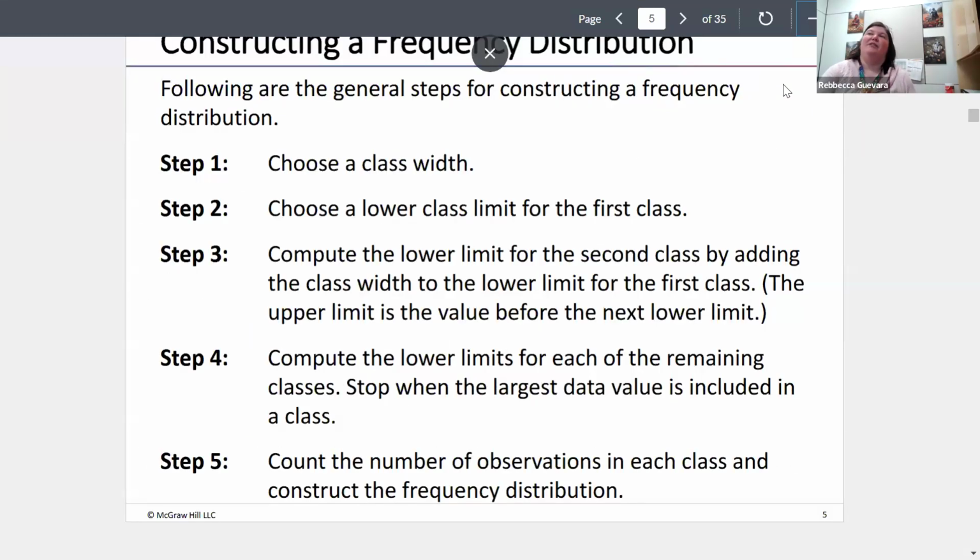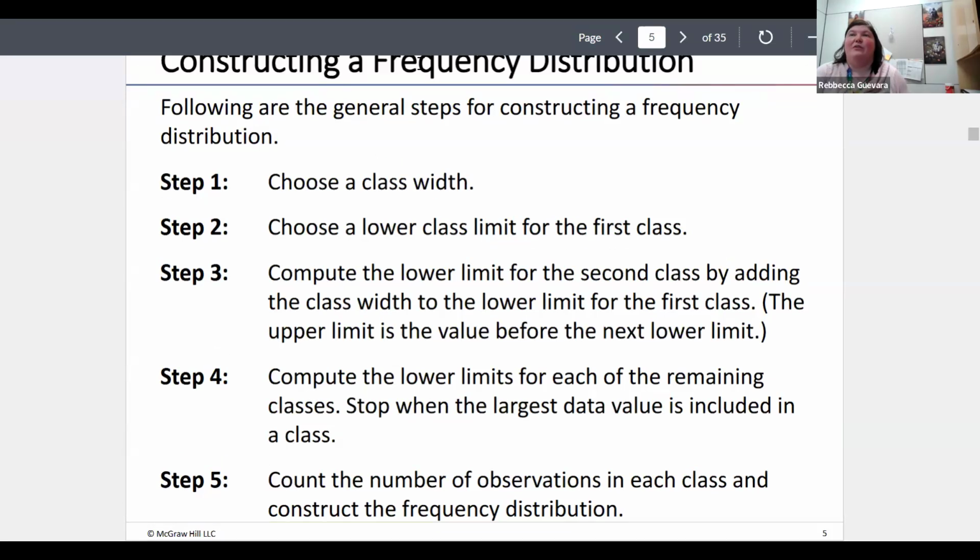Okay, so constructing a frequency distribution. We are going to construct one, but these are the steps to follow. The following are the general steps for constructing a frequency distribution. We always want to choose a class width. It can vary. Sometimes it's how many classes we want or the class width, but essentially, in the end, we just want to decide how long each class is going to be. We are choosing a lower class limit for the first class. That lower class limit has to be either equal to your smallest data value or just below it.